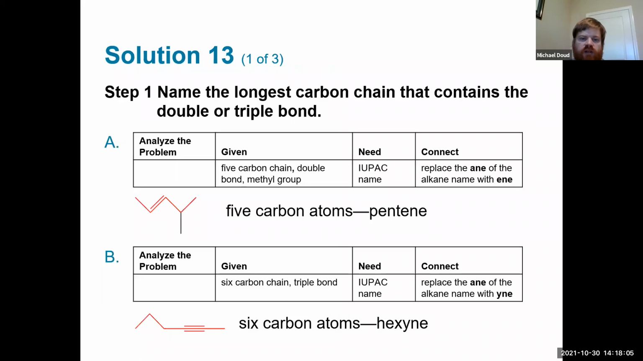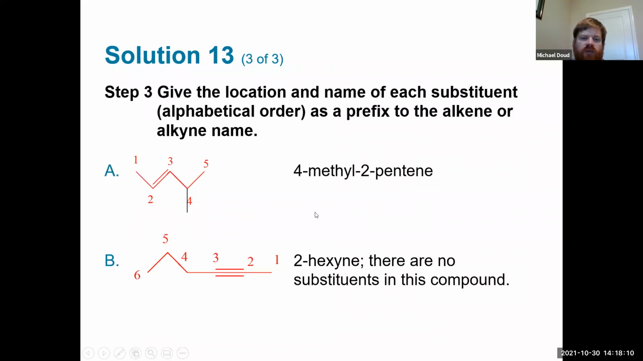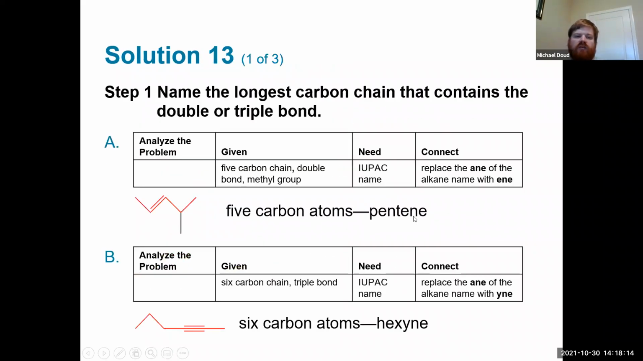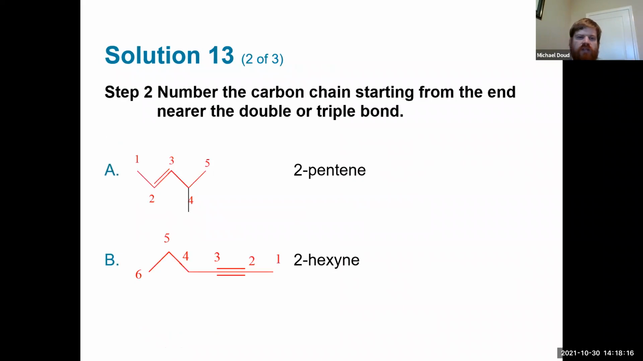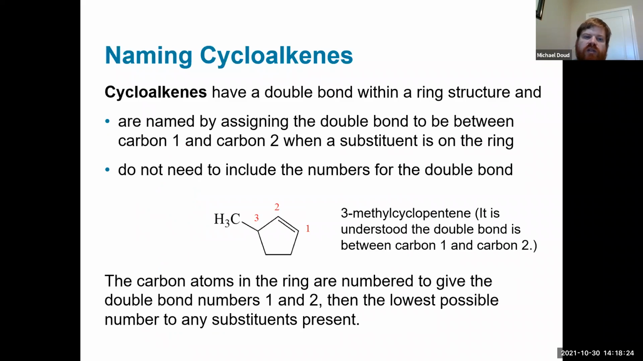Okay, so let's just make sure. Yeah, 4-methyl-2-pentene, and 2-hexyne. Okay, great. And just to go back through this, because they do it here, you always want to start numbering the chain from the end nearer the double or the triple bond, and then finally, add the substituents like what we did before.